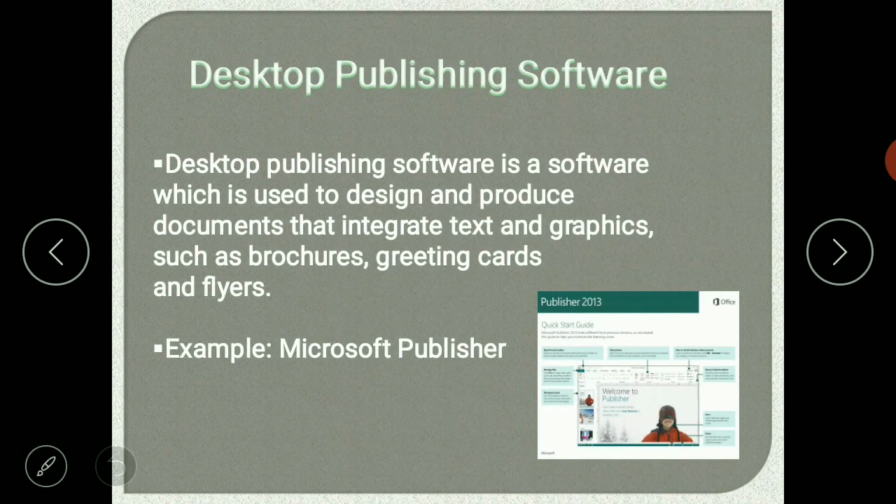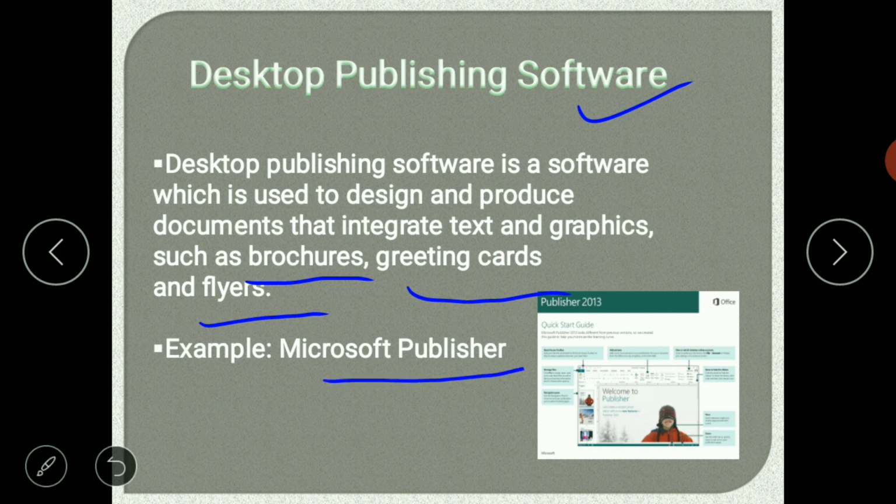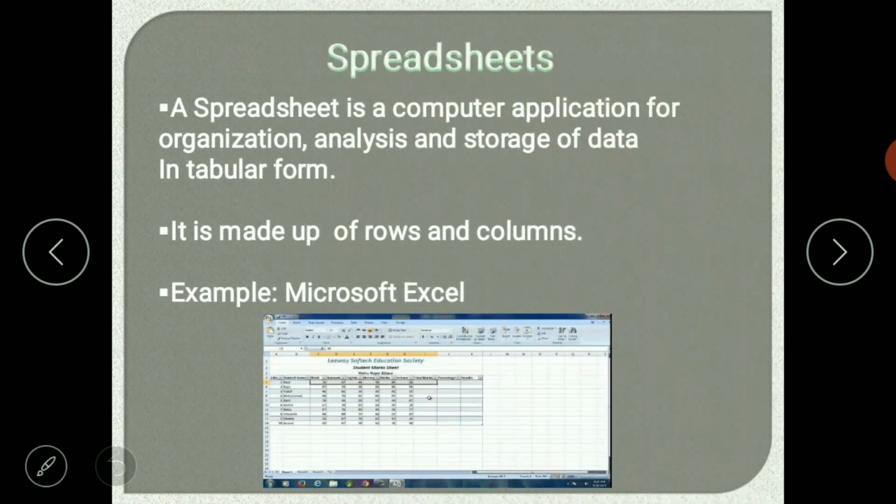Next is desktop publishing software. It is used to design and produce documents that integrate text and graphics such as brochures, greeting cards, and flyers. Flyers means advertisements which are distributed in a public place. Example is Microsoft Publisher.